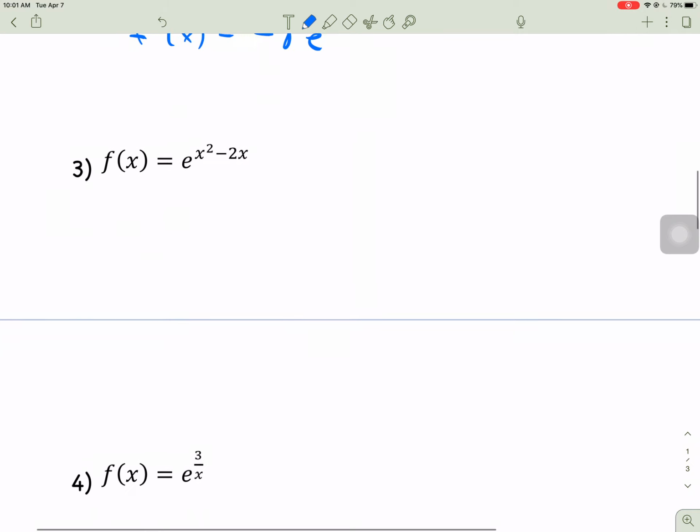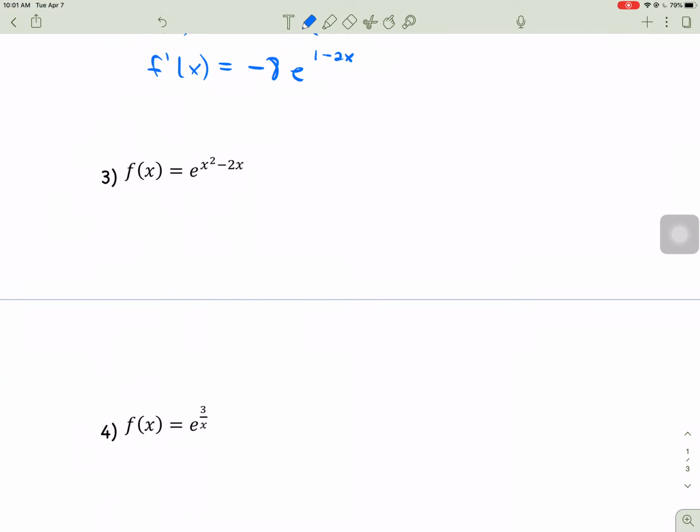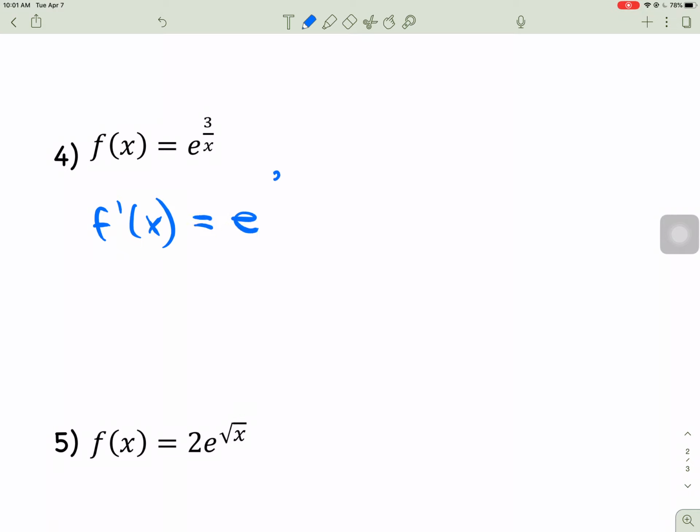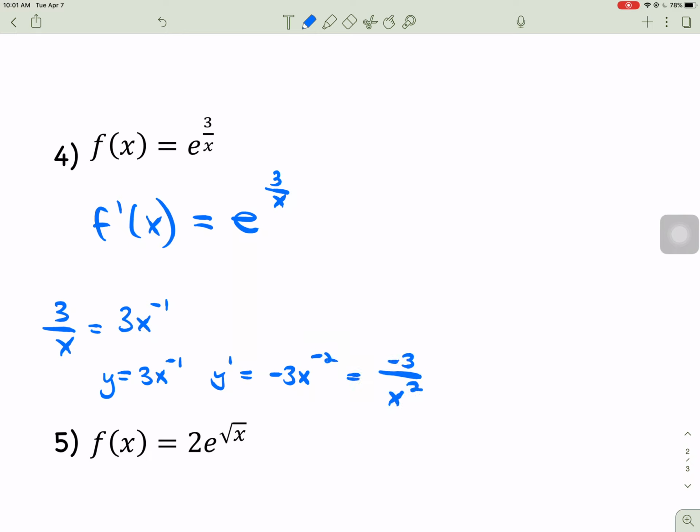All right. I'm going to skip 3, let you guys work on 3. Number 4, e to the 3 over x, so the derivative, right, e to the 3 over x times, what's the derivative of 3 over x? Well, 3 over x, same thing as 3x to the negative 1, so if y equals 3x to the negative 1, then y prime will be negative 3x to the negative 2, which is negative 3 over x squared.